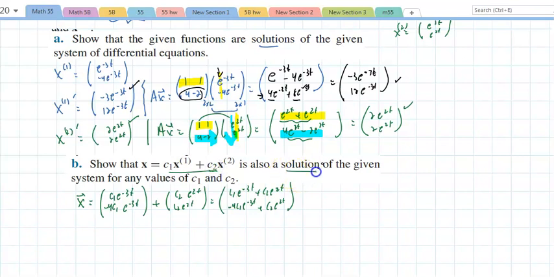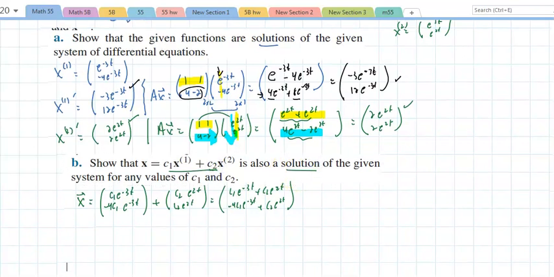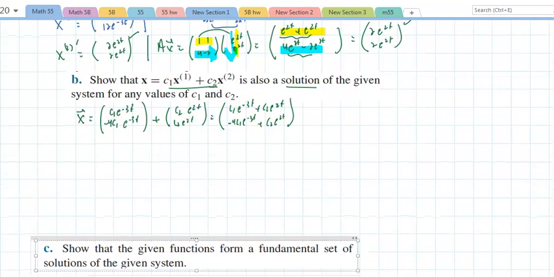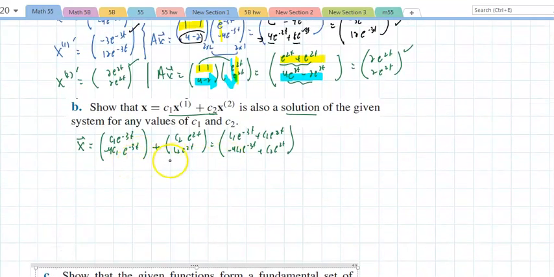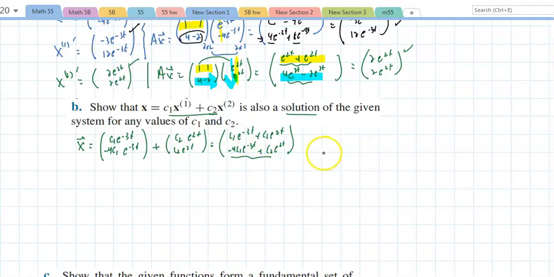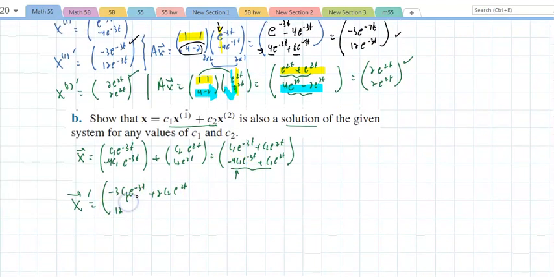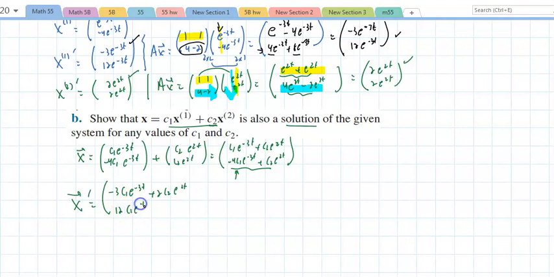They say, show that this is also a solution. What does that mean? That means if I take a derivative of this, and if I take the matrix A multiplied by this, I should get the same thing. Well, let's see if that works. If I take the derivative of this, wouldn't this be negative 3c1 e to the negative 3t plus 2c2 e to the 2t? And this would be 12c sub 1 e to the negative 3t plus 2c2 e to the 2t.